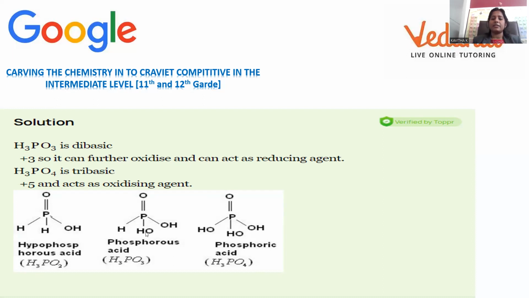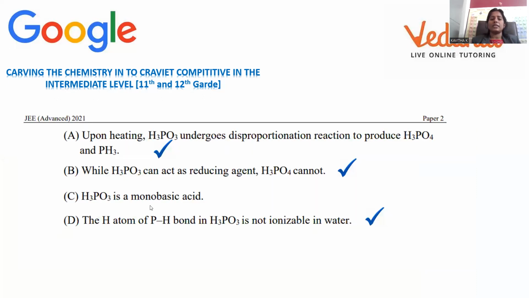Why are we saying dibasic? 2 OH bonds are there, which are highly polarizable. Polar bonds will be there. H plus is readily released from OH, but not from PH. So H plus is given from this OH and this OH, hence we can say dibasic. H3PO3 is dibasic rather than monobasic. This is the wrong answer, what they are saying. So it is not mentioned with the tick mark, right? So move on to option D.